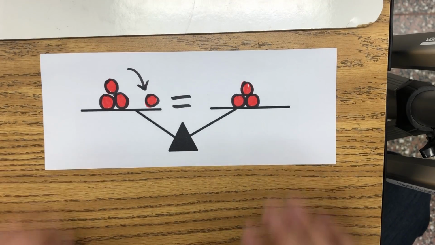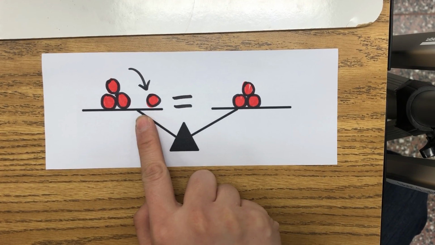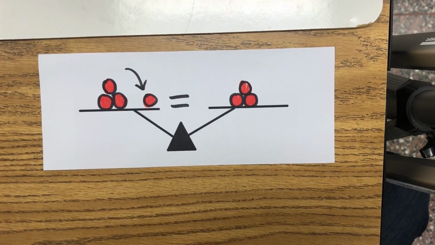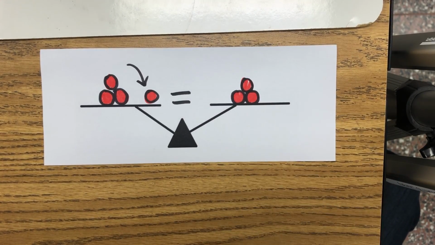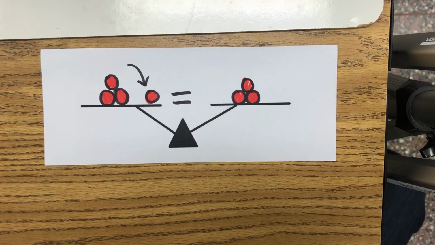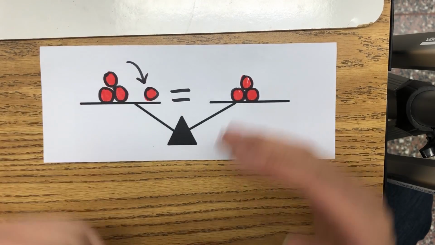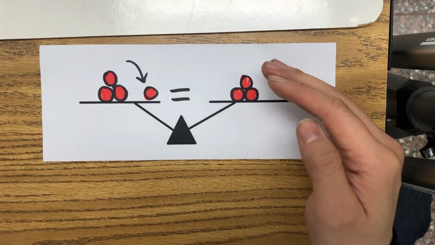Same for adding. If I were to add a new red dot on this side, would my scale stay balanced? It wouldn't. I would have to add in another red dot on this right side. So similar to equations, what you do to one side of the equation, you have to do to the other side to keep it balanced. And we must always keep our equations balanced. So let's go through a few questions actually to review multiplying and dividing and how to solve these one-step equations.